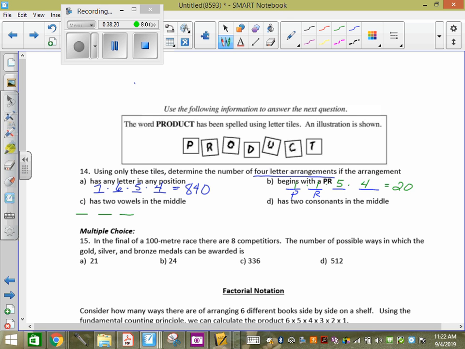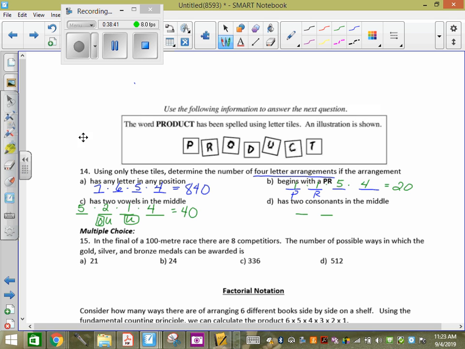Has 2 vowels in the middle. How many vowels does product even have? Just 2. So I could have O and U here, which is 2. Keep the O. And I'd have U, which is 1. How many letters have I used up? 2. O and U. So then I have 5 and 4, which is 40.